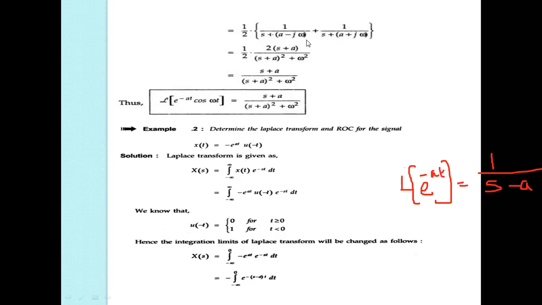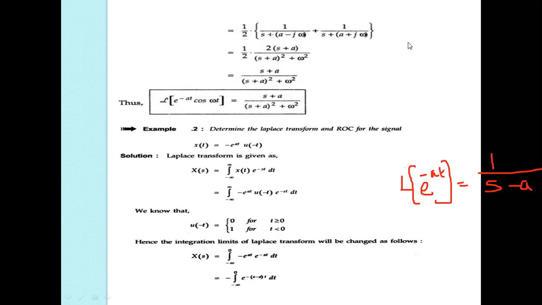Considering s plus a as a and j omega as b, we have a minus b and a plus b, giving a square minus b square, which is s plus a whole square plus j omega whole square. It is minus into minus, again plus. In the numerator, we get s plus a plus j omega and s plus a minus j omega. So minus j omega and plus j omega get cancelled. In the numerator, we get 2 into s plus a. The 2 gets cancelled: s plus a by s plus a whole square plus omega square.